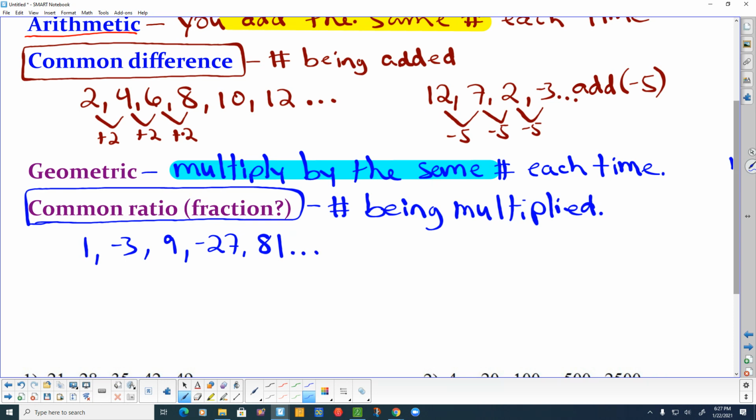And you're saying to yourself, what did you multiply by? I multiplied by a -3. -3 times -3 is +9. 9 times -3 is -27. Times -3 is 81. So this is multiplication going on here. I wrote the word fraction. That's important because what if you see something like this?